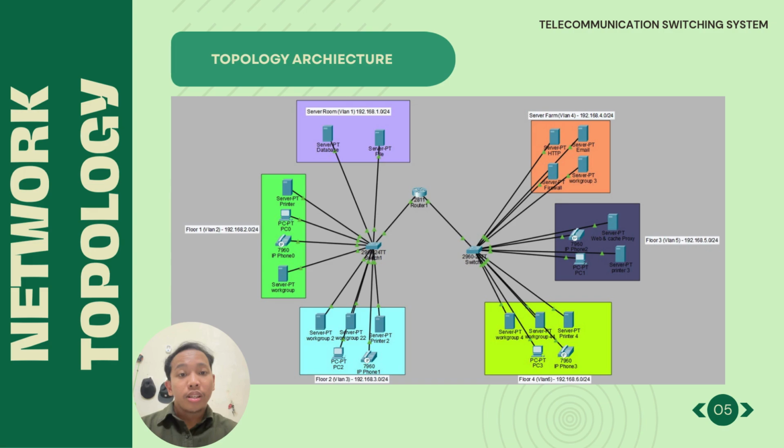Each VLAN is assigned its own /24 subnet, such as 192.168.1.0 for the server room, 192.168.2.0 for floor 1, and so on. This provides better traffic isolation, improves security and simplifies network management. Overall, this topology supports both data and VoIP communication while providing a secure, organized and scalable network infrastructure.